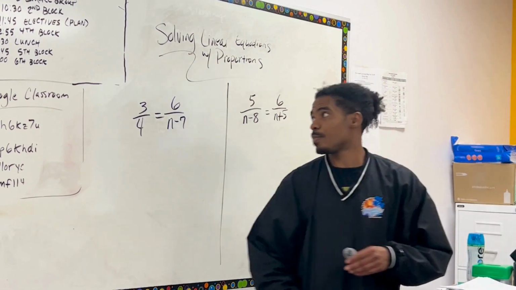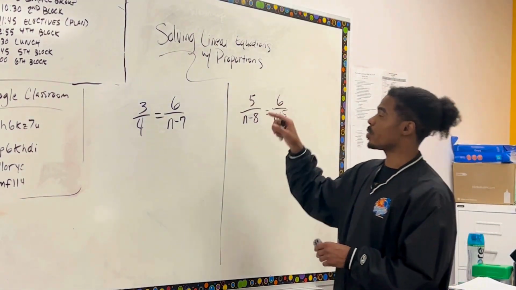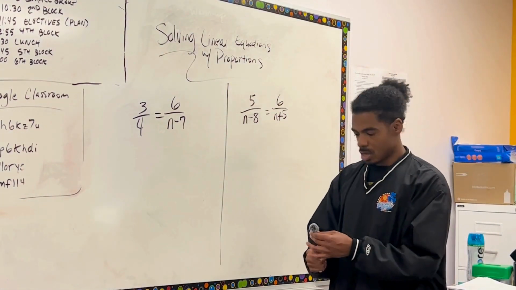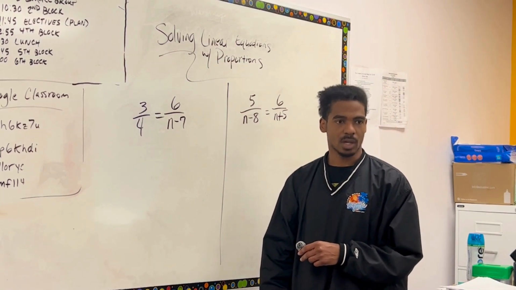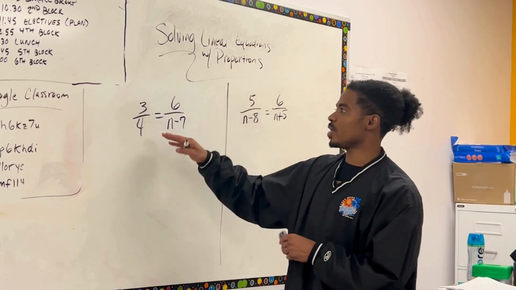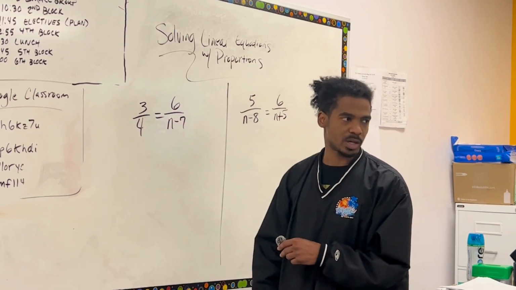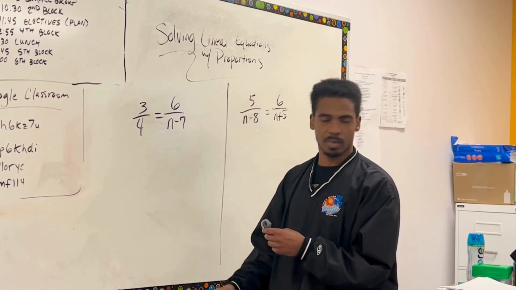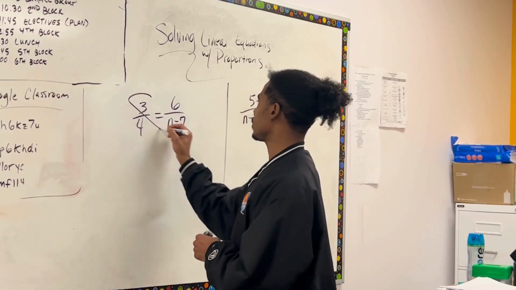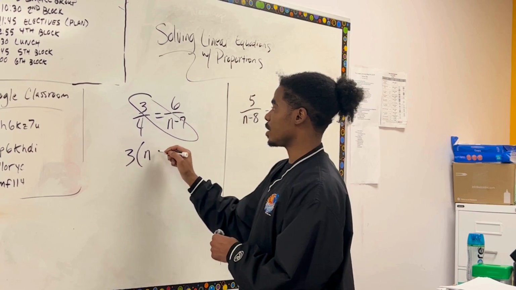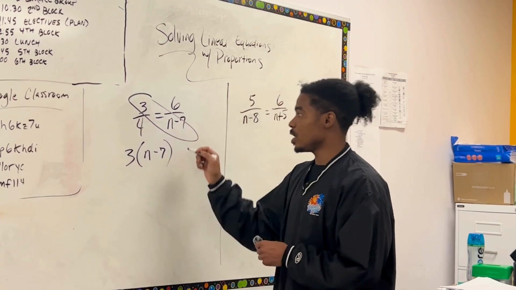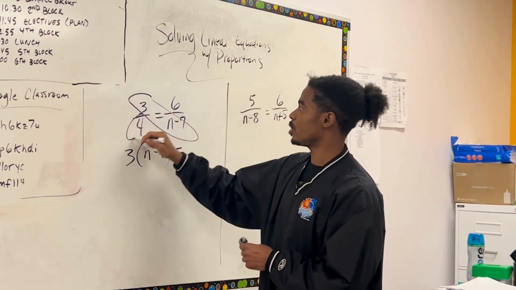All right, good people. So we're gonna work on solving linear equations with proportions. What's the first thing y'all thinking? Whenever we have two fractions equal to each other, the first thing you should be thinking is the butterfly method. So I got 3 times n minus 7 equals, and then we're gonna do 4 times 6.